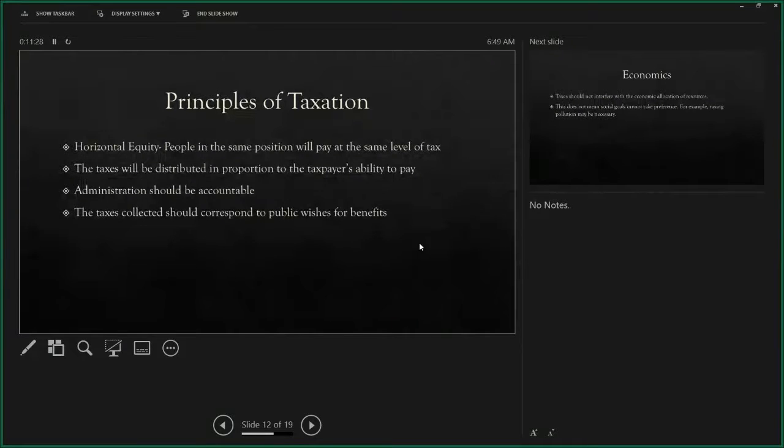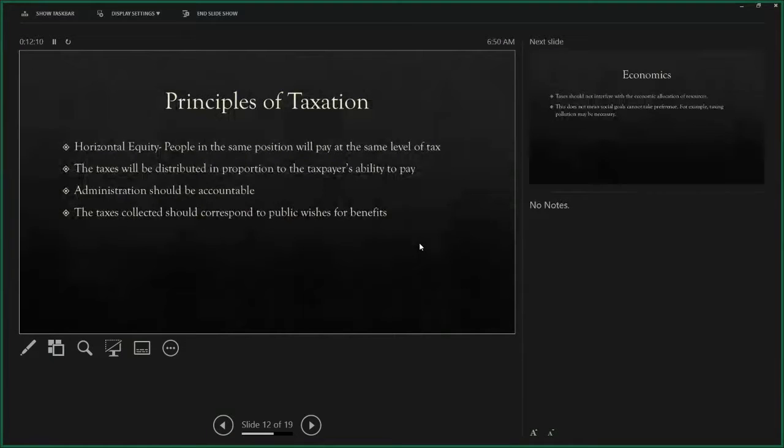And the taxes would be distributed in proportion to the taxpayer's ability to pay. Taxpayers need to be able to pay their taxes. It can't be so onerous that there's no way they can pay it. So again, a principle there is fairness. The administration, in our case the IRS, has to be transparent and accountable in how they're doing the collection of taxes. And the taxes collected should correspond to public wishes for benefits.